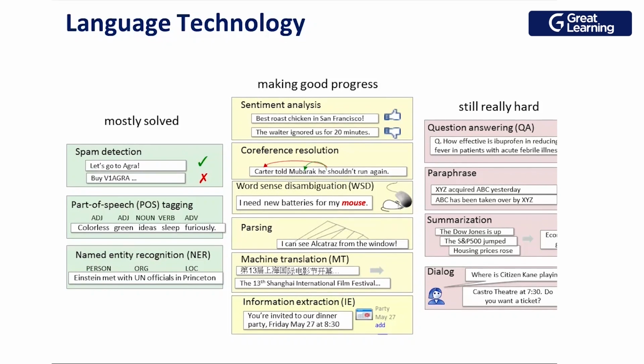The other one is word sense disambiguation. Word sense disambiguation is important, again, when you want to understand text and make use of this understanding somewhere. For example, I need new batteries for my mouse. Now, what does mouse mean here? Of course you can go back to a dictionary. The dictionary will give you two senses for the word mouse: it's an equipment or it is an animal.